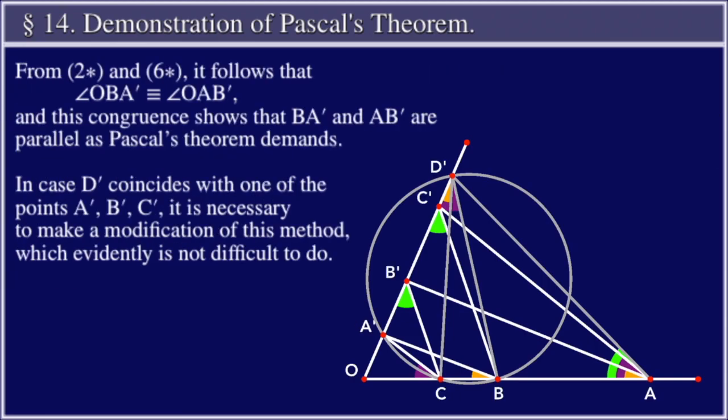From 2* and 6*, it follows that the angle OBA' is congruent to the angle OAB', and this congruence shows that BA' and AB' are parallel as Pascal's theorem demands. In case D' coincides with one of the points A', B', C', it is necessary to make a modification of this method, which evidently is not difficult to do.